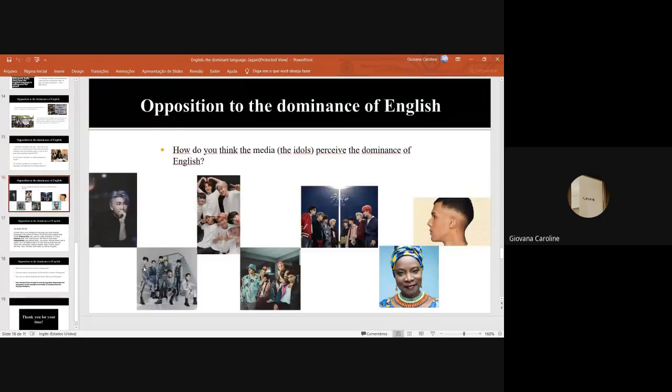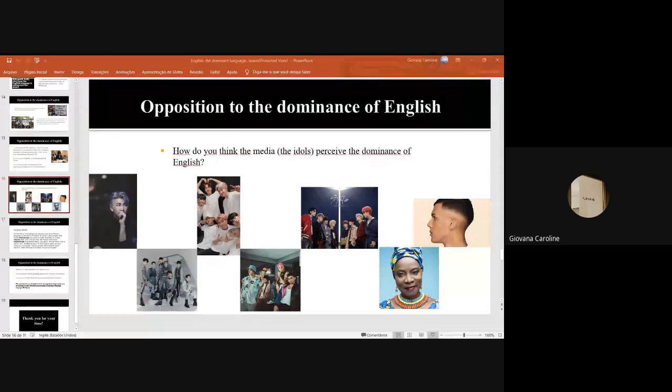I put here some people. They are idols or singers. They are artists. So how do you think the media perceives the dominance of English? Can you look at these pictures and tell me who of these speak English?